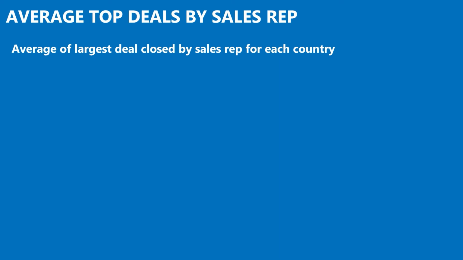What we want to do now is look at all of the largest deals closed by the sales rep for one country. So let us say there are 50 sales reps in United States and each of them has 50 transactions. So we just want to look at the top 50 transactions, one for each of the sales reps. And then we want to average them out.